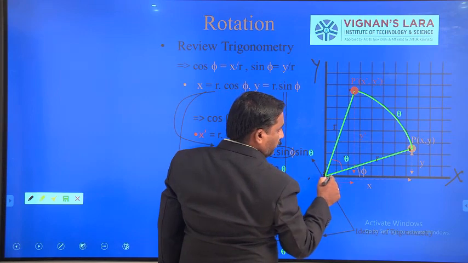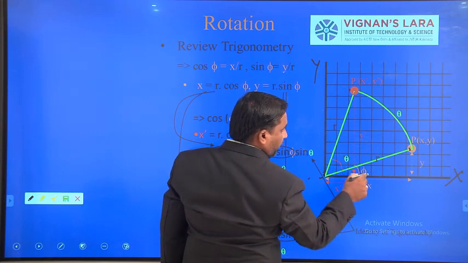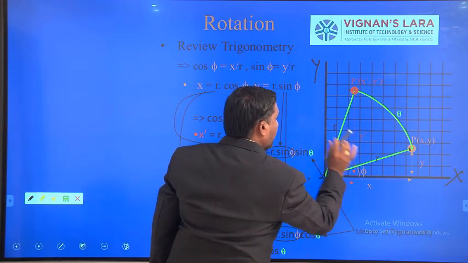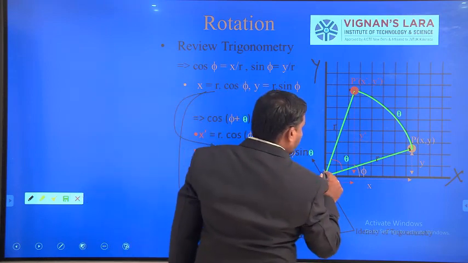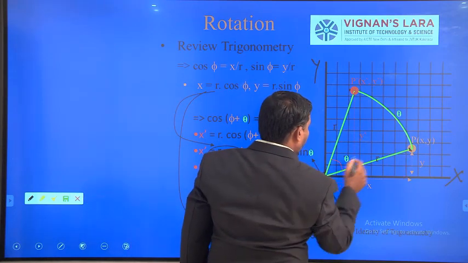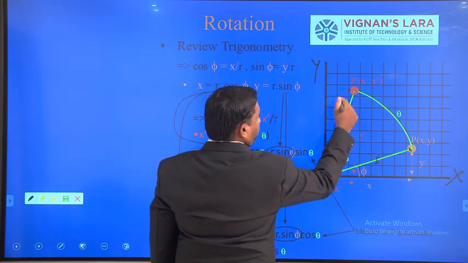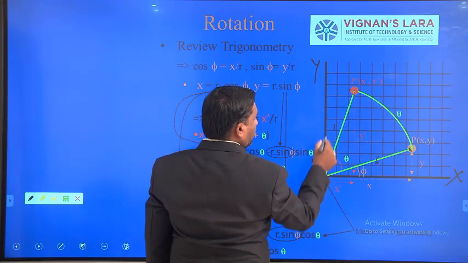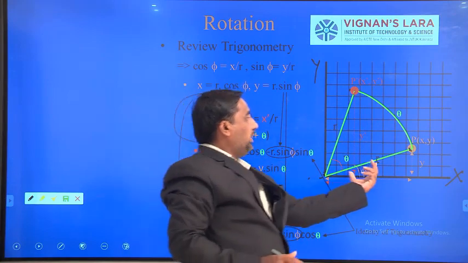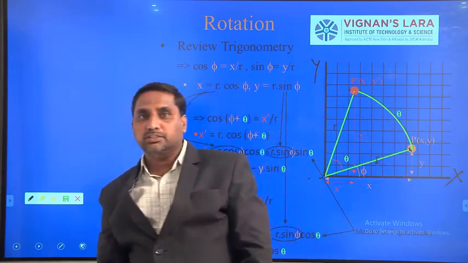P and origin, that line will make an angle of phi with x direction. Let the distance between P and origin be small r, and the distance between the same P dash and origin is also r. So this radial distance won't change.